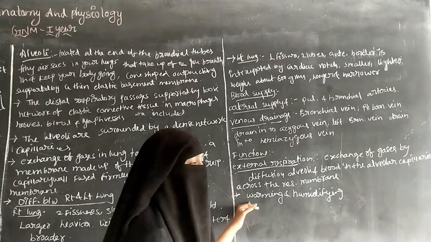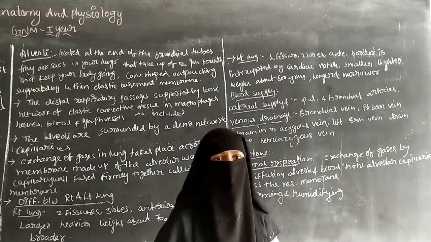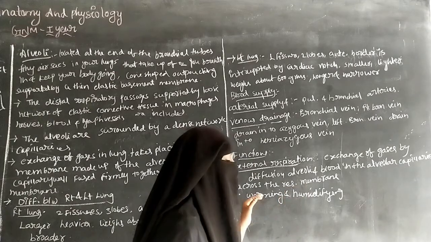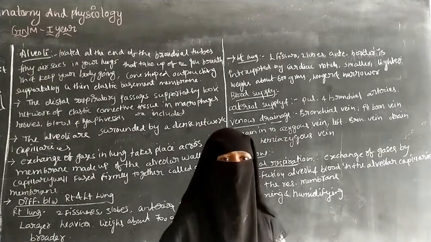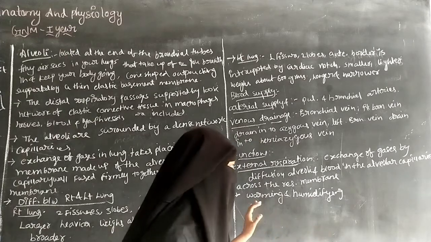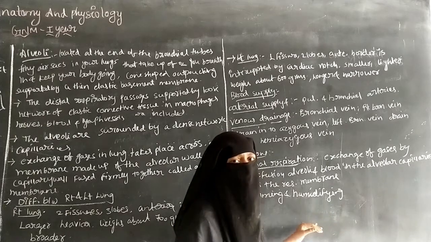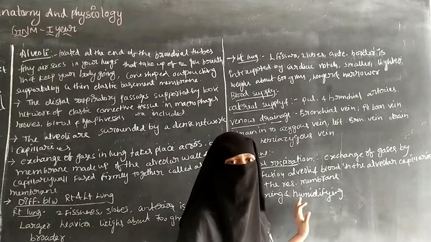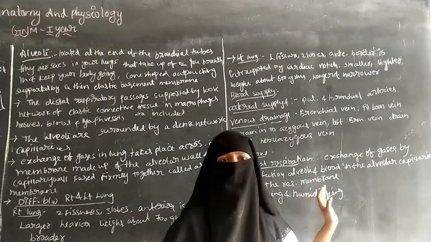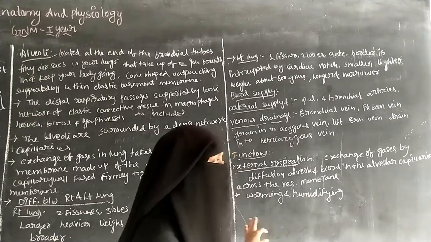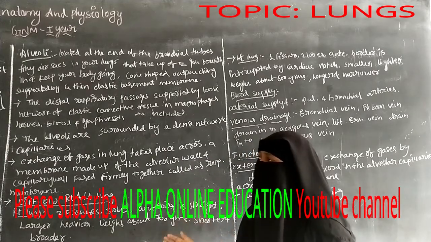Next is warming and humidifying. The inhaled air is warmed and humidified by the lungs. This is very important, because if the air is not warmed and humidified, it can irritate the mucous membrane of the respiratory system. So that completes the lungs. Thank you.